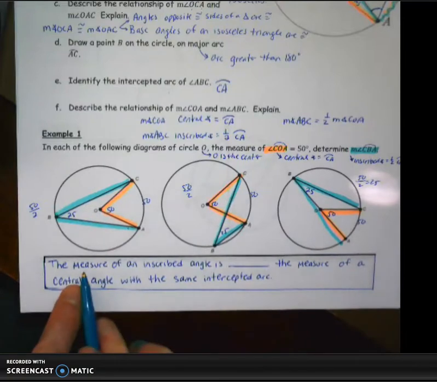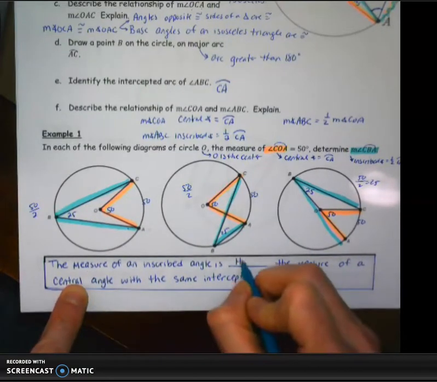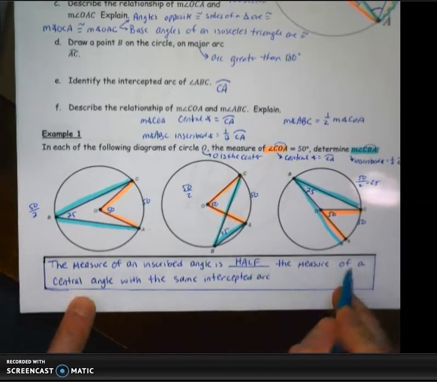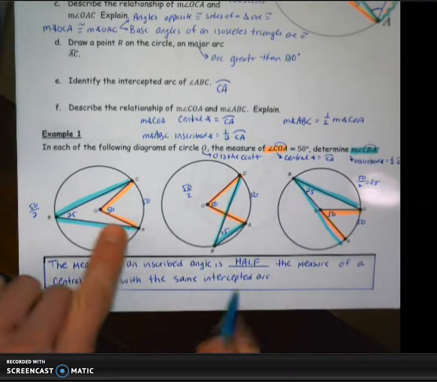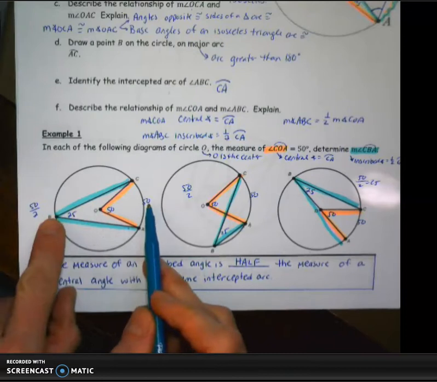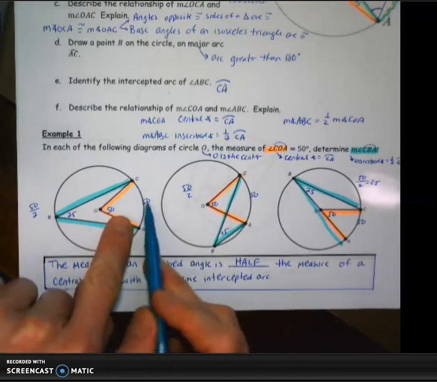So we fill in the blanks down here. The measure of an inscribed angle is half the measure of the central angle with the same intercepted arc. So the inscribed angle is half the central angle when they intercept the same arc.